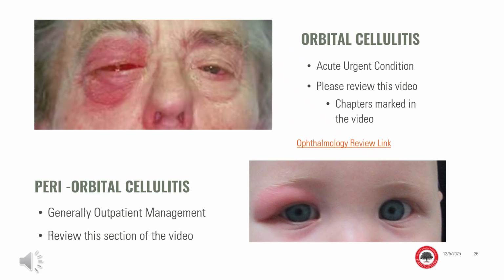You will definitely see periorbital or preorbital cellulitis. This is cellulitis in the skin that has not yet gotten into the eye, into the orbit. And generally this is outpatient management, but you want to treat this before it gets into the orbital cellulitis, which could be loss of vision, loss of the eye.